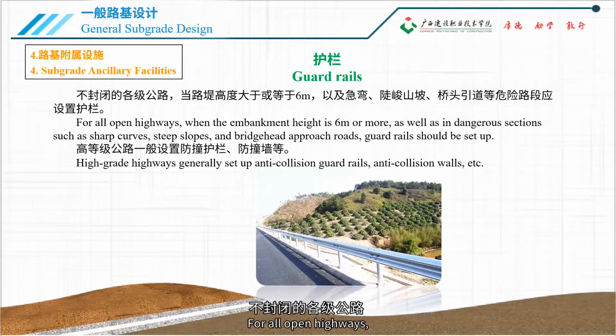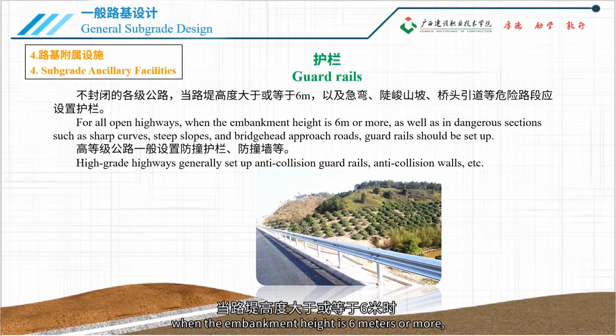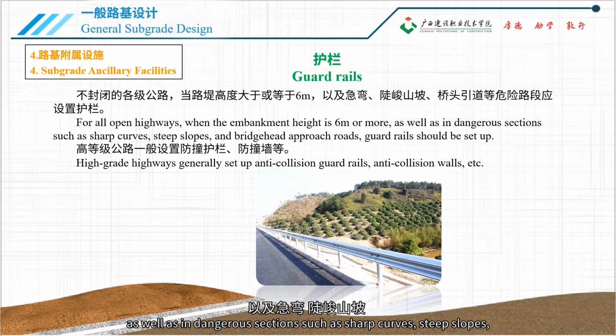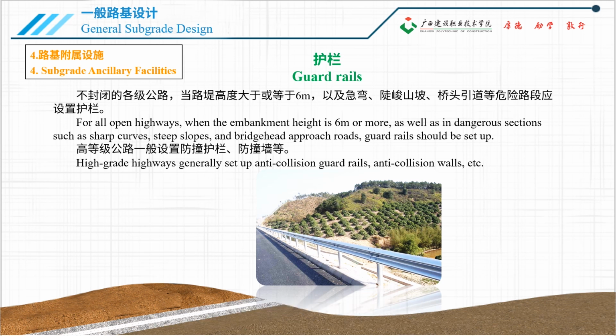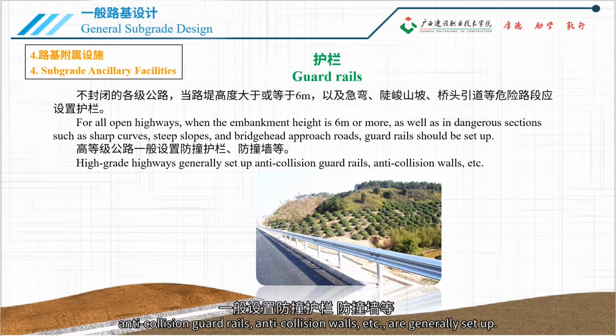For all open highways, when the embankment height is 6 meters or more, as well as in dangerous sections such as sharp curves, steep slopes, and bridgehead approach roads, guardrails should be set up. There are wall-type and rail-type guardrails. For high-grade highways, anti-collision guardrails, anti-collision walls, etc. are generally set up.